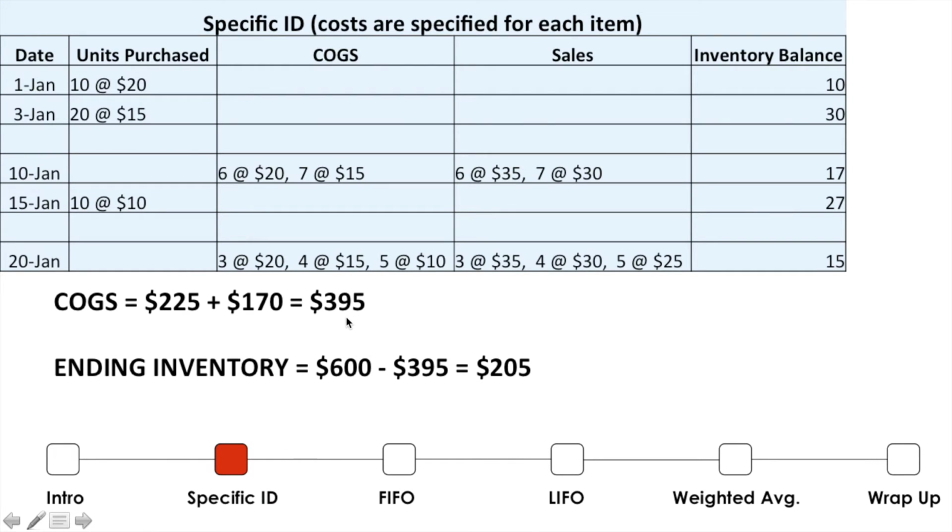And then when calculating inventory, we first find the value of all the inventory we had, 10 times 20 plus 20 times 15 plus 10 times 10 for 600. And then we subtract our cost of goods sold, $395, for an ending inventory of $205.